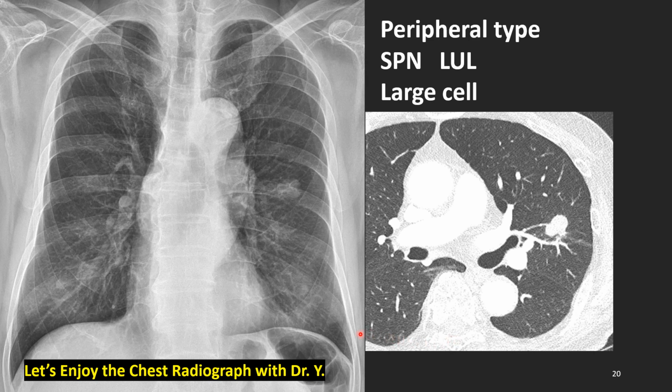This is axial lung window setting CT. We see the coin lesion here, major fissure here, so it's in the upper lobe location, 2 centimeters in length. This is SPN of the left upper lobe, large cell neuroendocrine cell type tumor.